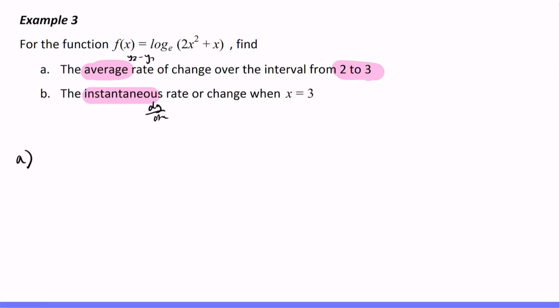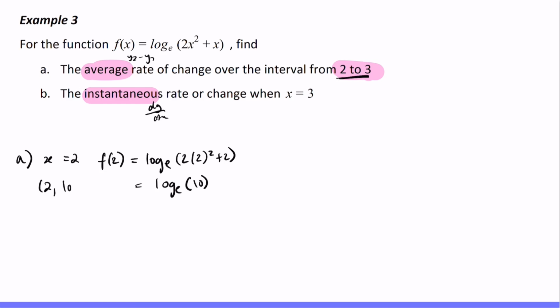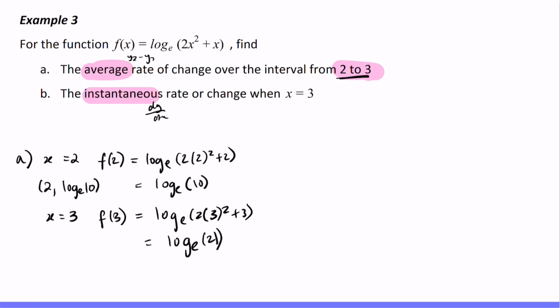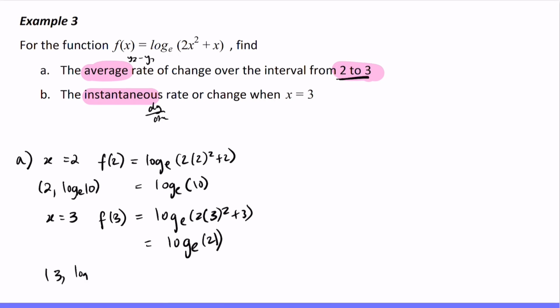In order to find the average rate of change from 2 to 3, I need to find the 2 points. So when x is equal to 2, log e of 2 times 2 squared plus 2. So 2 squared is 4, times 2 is 8, plus 2 is going to be 10. So my first point is 2 and log e 10. And then when x is equal to 3, it is log e of 2 times 3 squared plus 3. So that'll be 9 times 2 is 18, plus 3 is going to be 21. So what we now know is that when x is 3, y is log e 21.